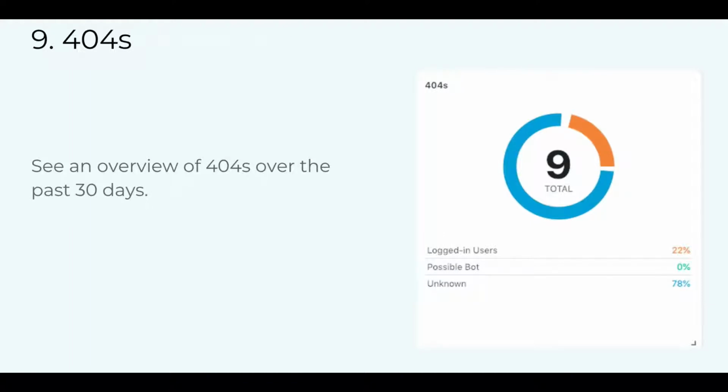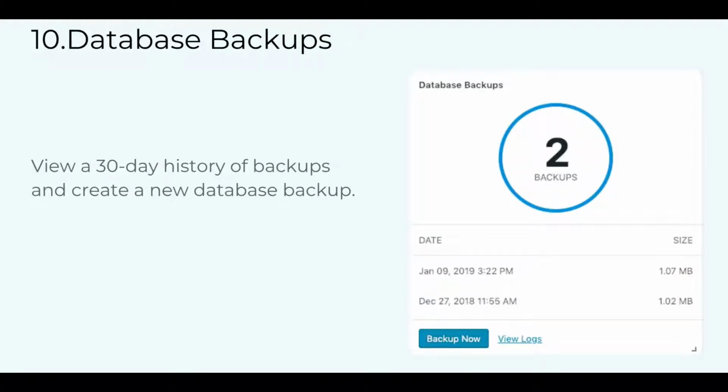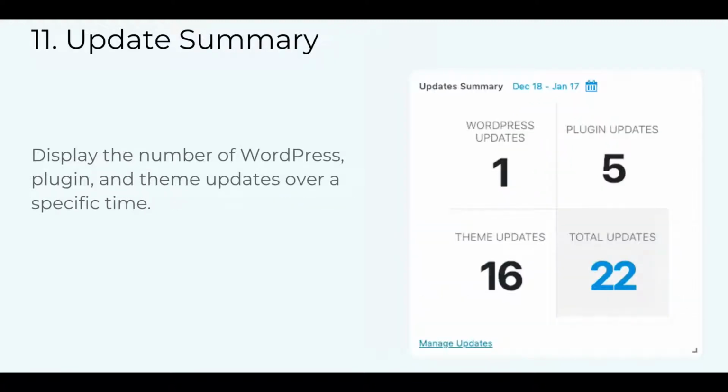404s is going to give you a quick overview of the past 30 days of the 404s that have occurred on your site. Database backups, a history of your database backups. Then we have an update summary. So if you're taking advantage of the iThemes Security version management feature, you'll be able to enable auto updates for WordPress core, plugins and themes. And this will just show you the history of updates on your site, which, as we know, updating is one of the most important things you can do for the security of your site.